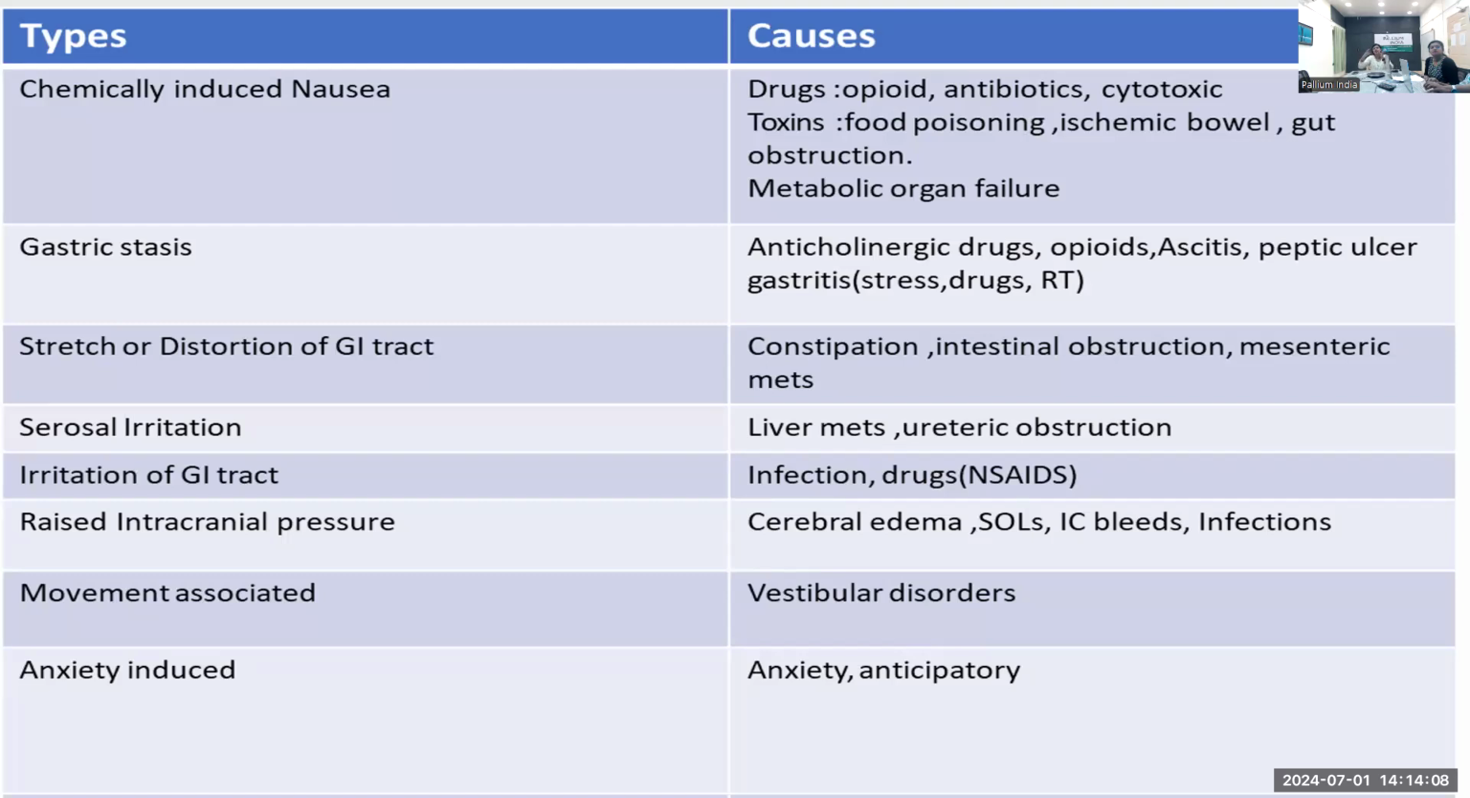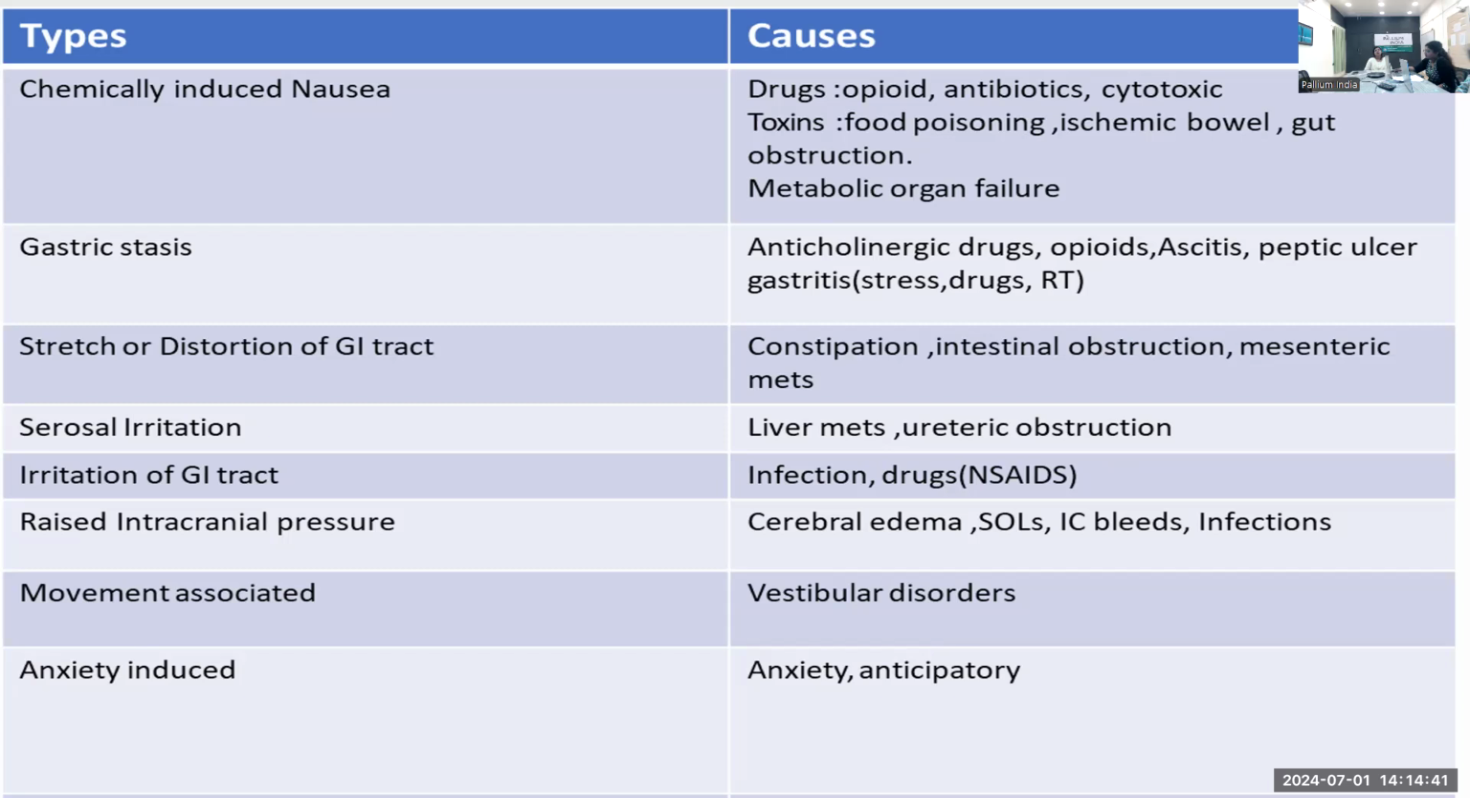There will not be a peristaltic movement, and the patient will always have a fullness in the stomach and feel nauseated, and sometimes they can even vomit. Stretch or distortion of the GI tract, like constipation, intestinal obstruction, and mesenteric metastasis. Then serosal irritation, like liver mets and ureteric obstruction, irritation of the GI tract. All these things are very common, right? Infection. Drugs like NSAIDs can cause gastric irritation and that can cause nausea.